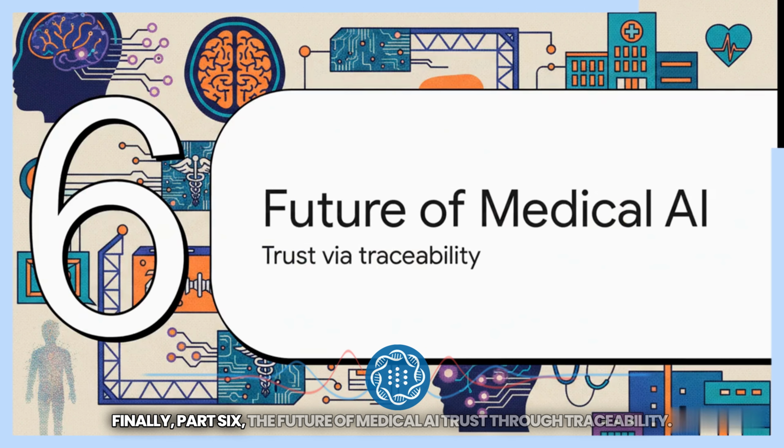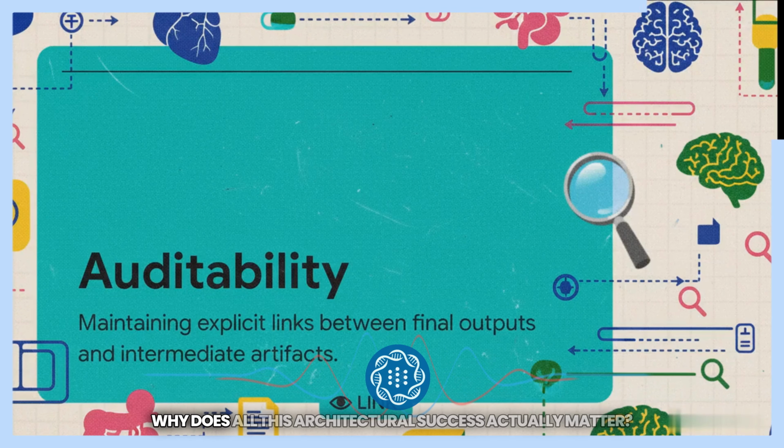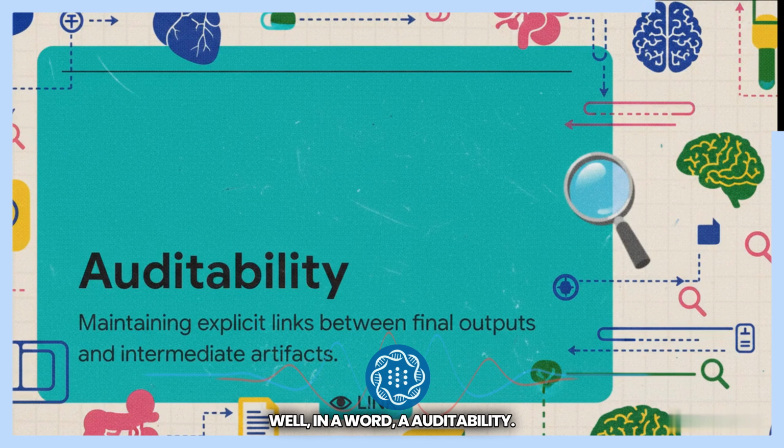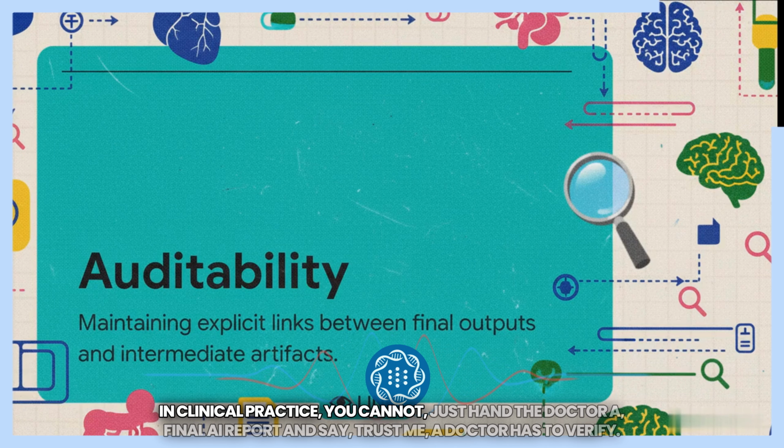Finally, Part 6. The future of medical AI. Trust through traceability. Why does all this architectural success actually matter? Well, in a word, auditability. In clinical practice, you cannot just hand the doctor a final AI report and say, "Trust me." A doctor has to verify.